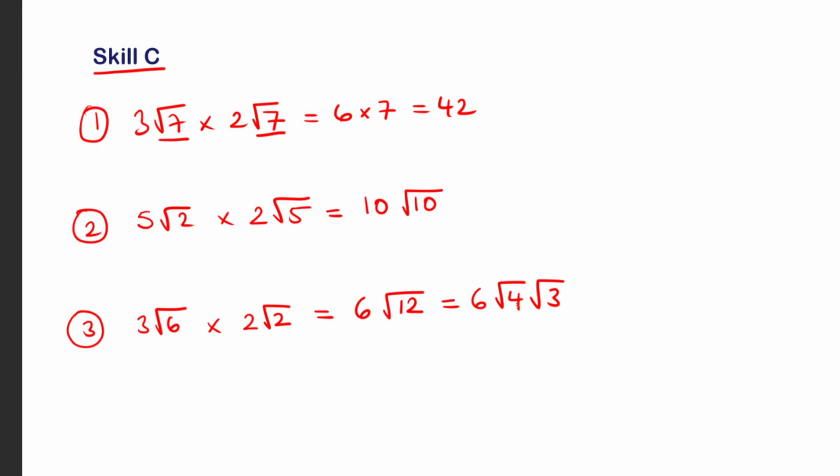And 4 is a square number. Okay, so what we're going to have is 6 times, now square root of 4 is 2. Square root of 3 can't be simplified, so we end up with that. And then 6 times 2 is 12. So the answer will be 12 times square root 3.